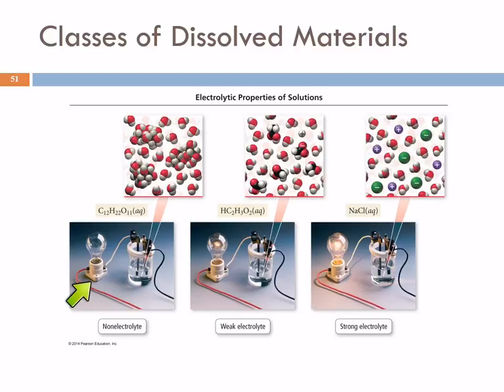So here we have a non-electrolyte, and we have this conductivity apparatus. This is a sugar solution, and we put the sugar in water. It dissolves just fine, but it doesn't form any ions, and so the light bulb doesn't go on. Here we have a weak electrolyte, acetic acid. When it dissolves, it forms a few ions. It forms enough ions that the light bulb glows a little bit, but it's not very bright. In a strong electrolyte like sodium chloride, all of the ions separate from each other. There are a lot of ions present, and so it conducts electricity well.